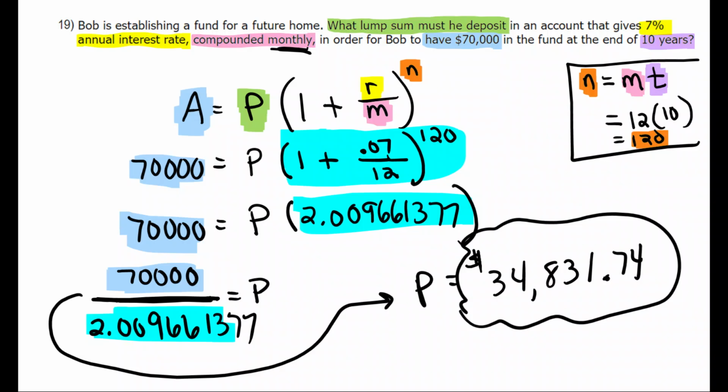That's how much money they need to deposit today. They put it in an account. They walk away for 10 years. The bank is going to invest that money for them, and then they're going to give them 7% compounded monthly. So every month they'll recalculate the interest at 7% and add it back into that account, and keep doing that. And when he walks back 10 years later, there should be about $70,000 in there. Yeehaw.